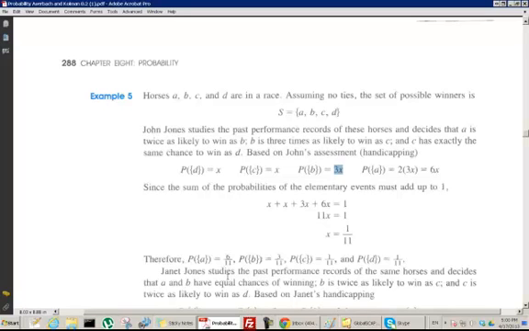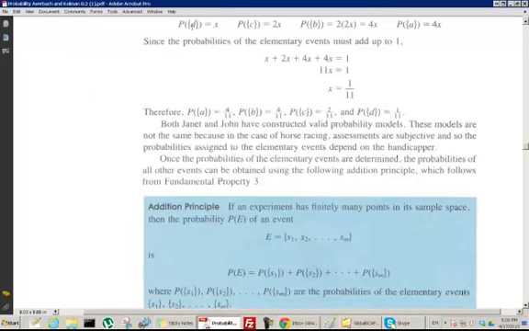Janet Jones studies the performance records of the same horses and decides that A and B have equal chances of winning. B is twice as likely to win as C, and C is twice as likely to win as D. So based on her handicapping, we would get something different. I guess you get x and 2x and so on. So it's different. So hers are like this. I guess hers are different from John's.